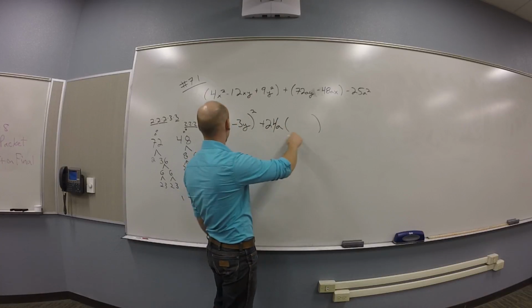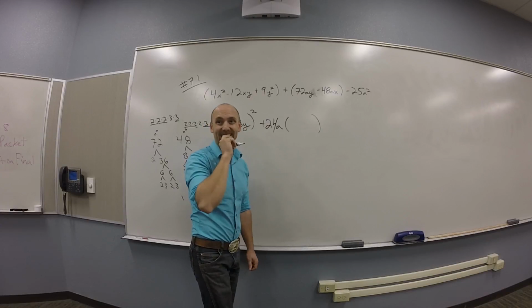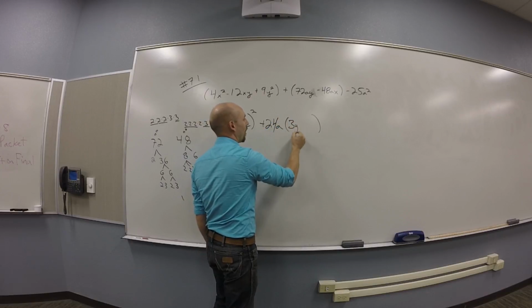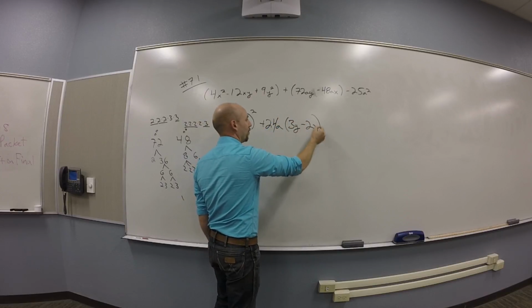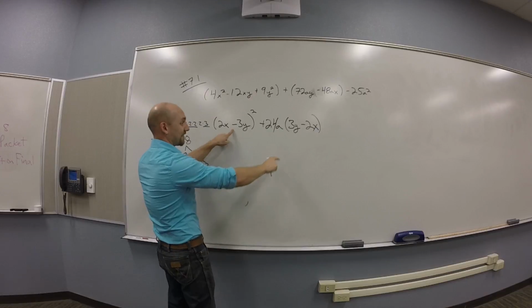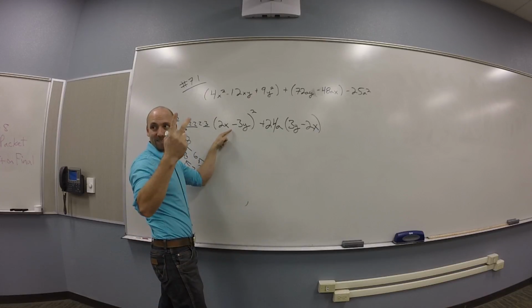What am I left with here? I got a 3y minus 2x. You guys see that? That looks a lot like this thing, right? It's just flipped, the order's swapped.